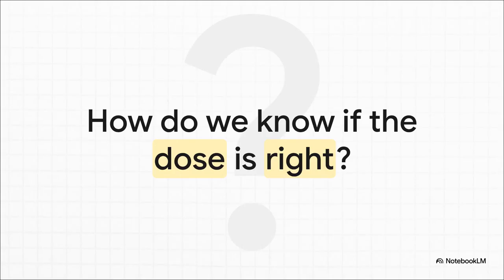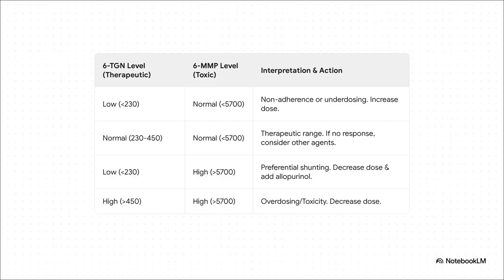So you've checked the TPMT, you've started the drug. Are we done? Nope. It's not a set it and forget it situation. How do we actually know if the dose is right? Are we in that sweet spot, the therapeutic window? Or are we underdosing them? Or worse, causing some kind of silent toxicity? The answer is, we check their drug metabolite levels.